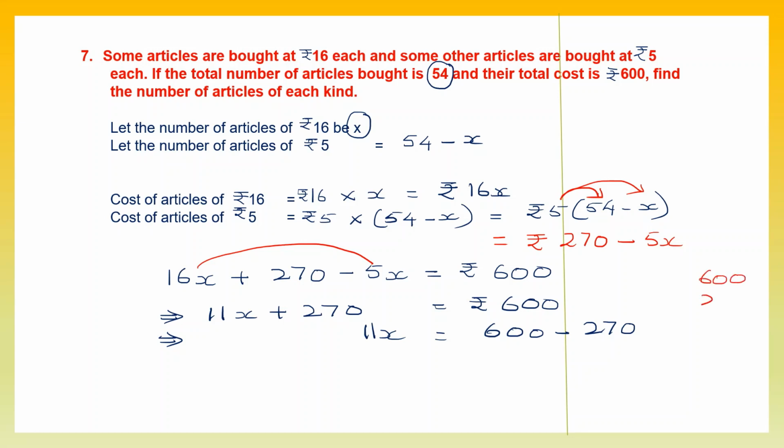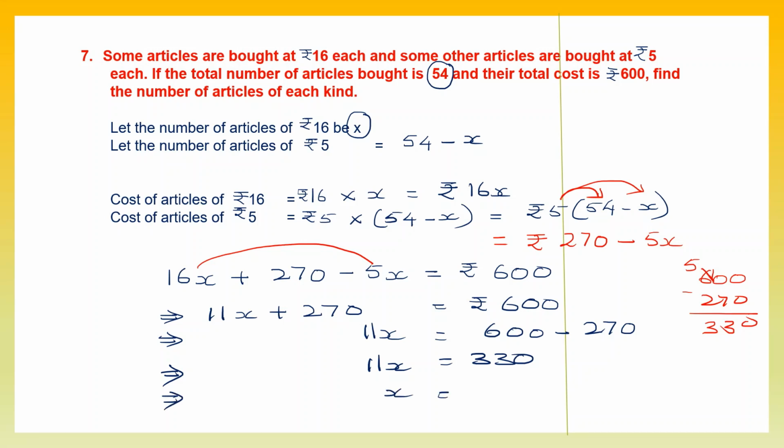600 minus 270. 0, now this becomes 5. 10, we need to borrow. 10 minus 7 is 3. 5 minus 2 is 3. So here we get 330. So 11x is equal to 330. So what is the value of x?